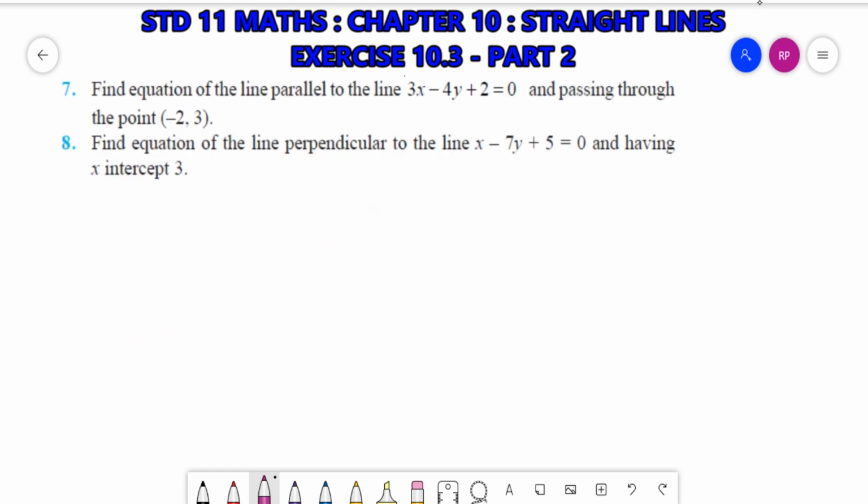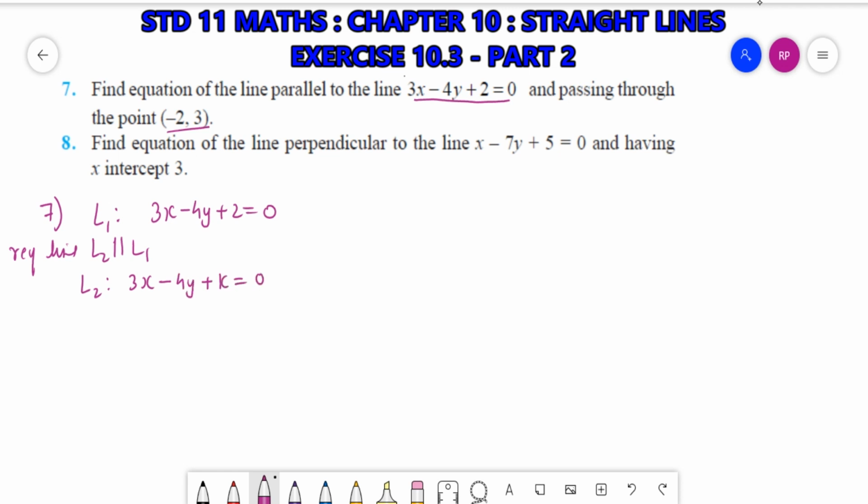Question number 7. Find the equation of line parallel to the line 3x - 4y + 2 = 0 and passing through (-2, 3). Now see, the equation given is 3x - 4y + 2 = 0. The required line L2 is parallel to L1. So the general equation will be the same, 3x - 4y + k = 0, right? Because both are parallel, so the coefficients of x and y would be the same.